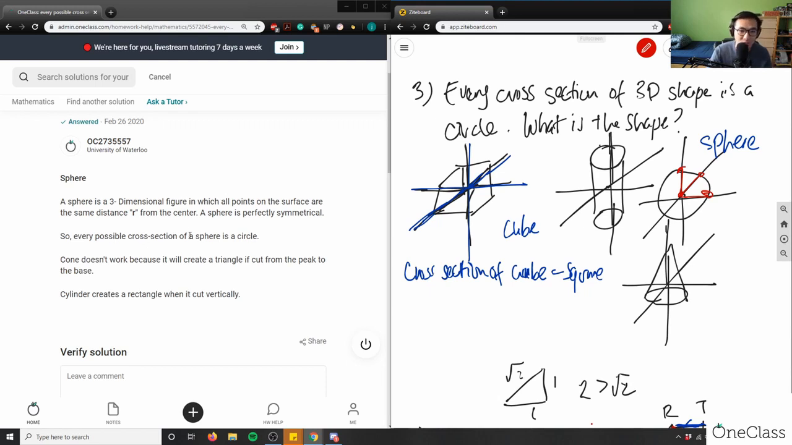So every cross-section of a sphere is a circle, right? The cone doesn't work out because it will create a triangle like so, and a cylinder creates a rectangle when cut vertically. So they even used my logic, and they drew out different three-dimensional shapes that have a circle in them, a cylinder and a cone, right? They figured out that a cross-section here would be a rectangle for a cylinder, and a cross-section here for a cone would be a triangle.